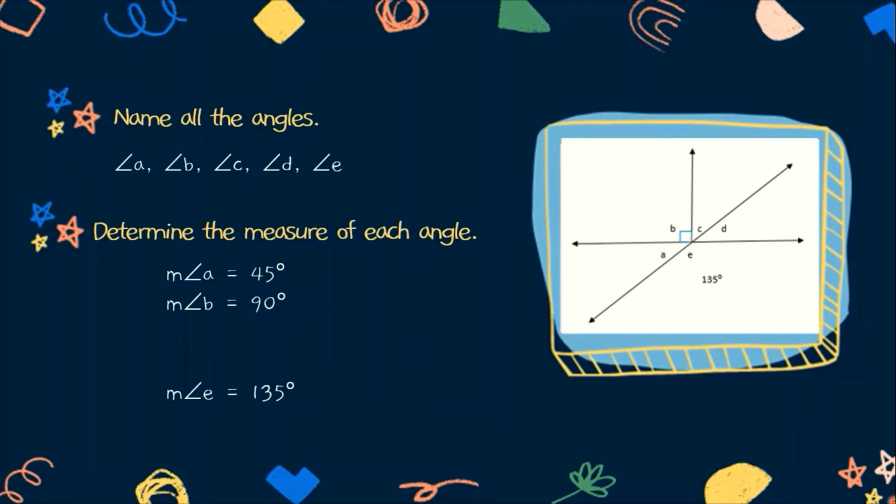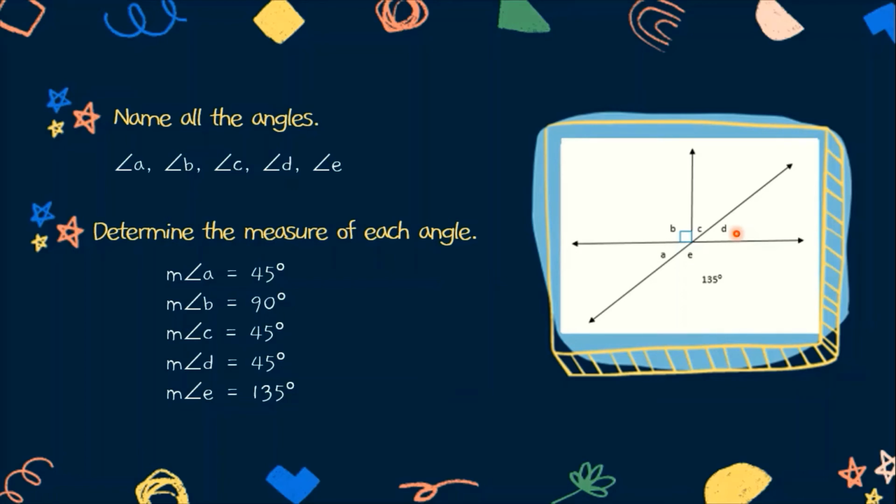Kung alam na natin yung sukat ng angle A, we're also able to know that angle D is 45 degrees. Bakit naman naging 45 degrees yung angle D? Because angles A and D are vertical angles. If A is equal to 45 degrees, then angle D must be 45 degrees as well because vertical angles are congruent. Pareho sila ng sukat.